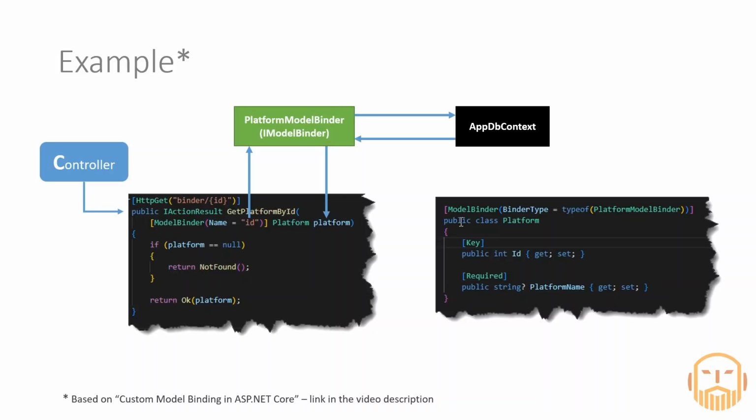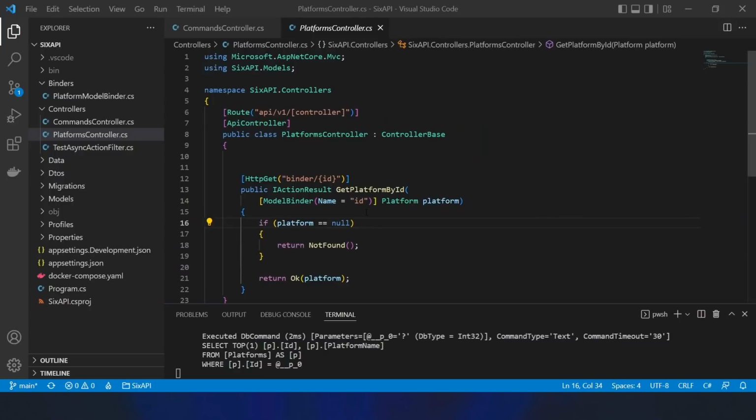And the only other thing to note is the actual platform model itself has to be decorated with this model binder attribute, and we tell it where it can find the custom model binder, in this case platform model binder. So I don't really like it, to be honest with you. I find it a little bit convoluted and not terribly useful, but you may disagree with me, of course.